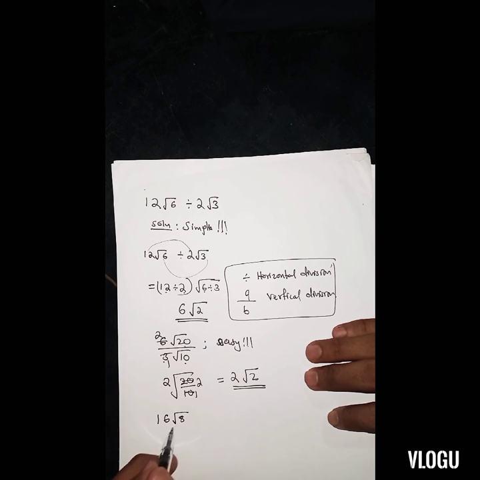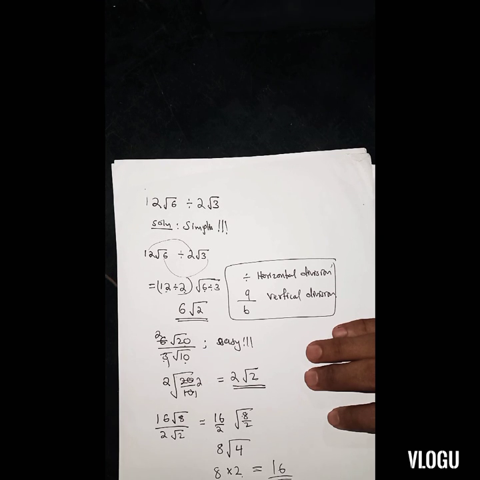Let's say 16 root 8 all over 2 root 2. So easy. What you do, you divide 16 all over 2, so 16 divided by 2 is 8. Then 8 divided by 2 is going to be 4. Can we simplify? Yes. Why? Because the number under the root sign is a perfect square. So square root of 4 is going to be 2, a whole number. Now you can multiply to get 16.